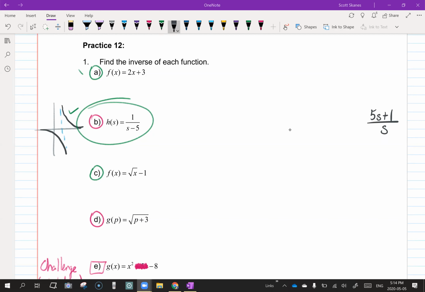This is what I got. Again, it's very important that you get the algebra skills. So keep working on it. See if you can match my answer or something similar.